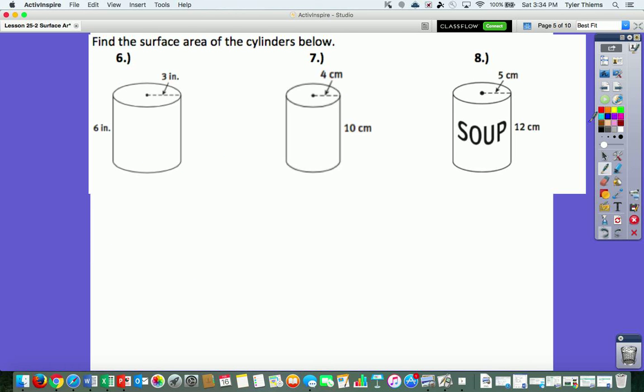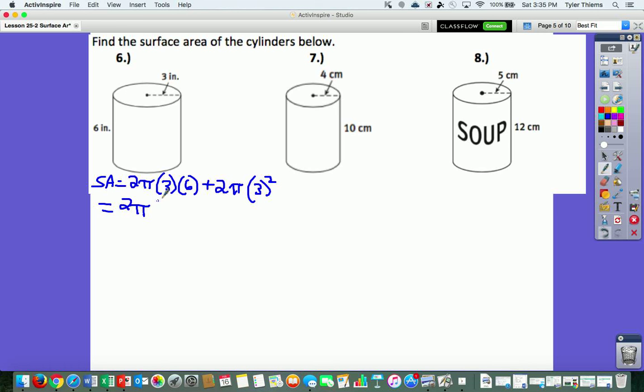All right, number 6. Again, we're going to find the surface area, so we need to write down the formula. Surface area is equal to, and we know this formula again, so I'm just going to go ahead and start plugging these in. 2 pi times our radius of 3 times a height of 6 plus 2 times pi times our radius is 3 squared. Now we just have to evaluate this appropriately.